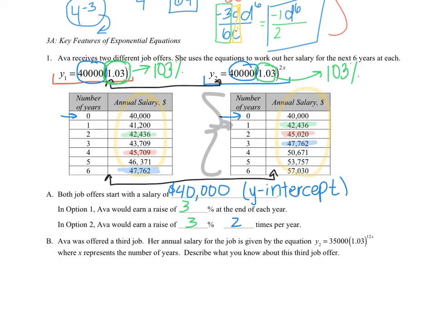And that's where this exponent matters. If I said this out loud, it would be 2 times x. Well, what is x representing? X is representing the number of years.